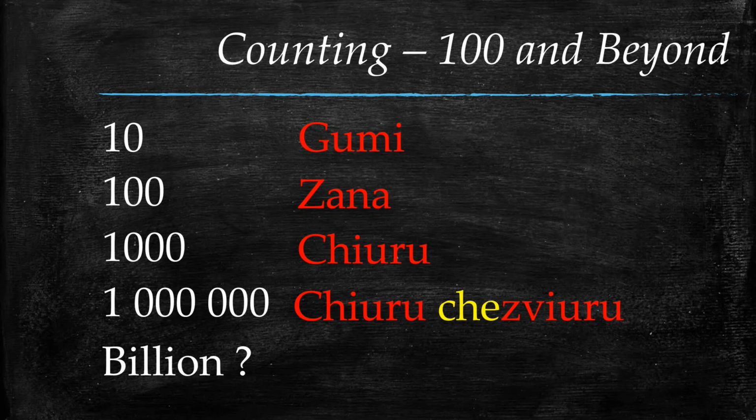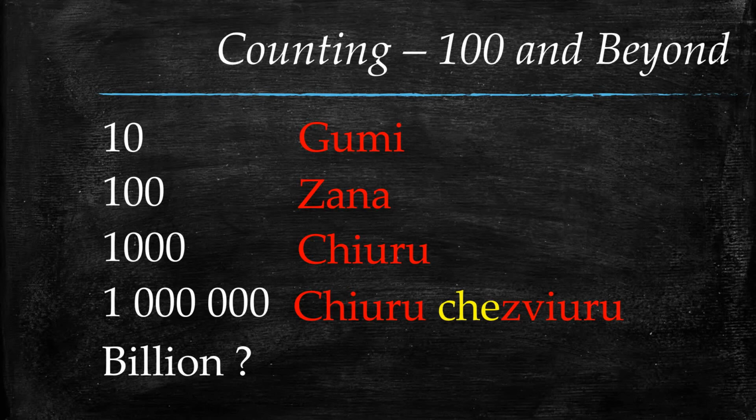Beyond 100, yes, you know 10 is gumi, 100 is called zana. 1,000 is called chiuru. And then 1,000,000 is called chiuru che zviuru.